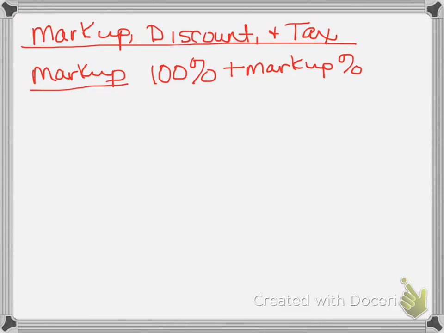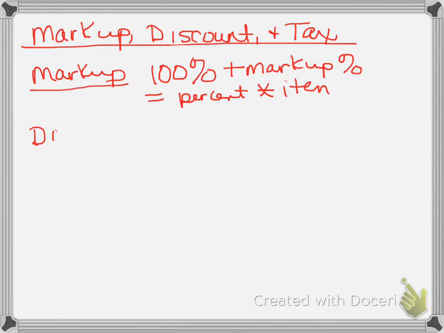Okay, so they pay 100% of the item. They pay 100% of it, plus they mark it up a percentage. Okay, and that amount is the percent they take of the item, or times the item. They take 100% of it plus the markup percent, and they take that percentage times the item. Okay, so that's what we're going to do when we get to markup. You're going to take 100% plus the markup percent, take that times the item.